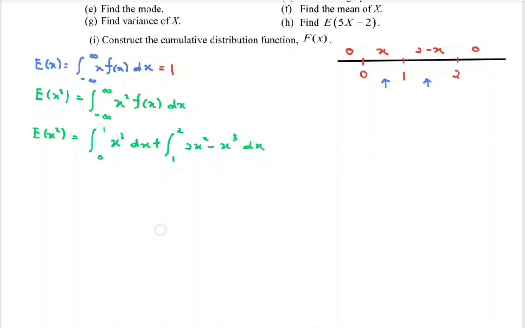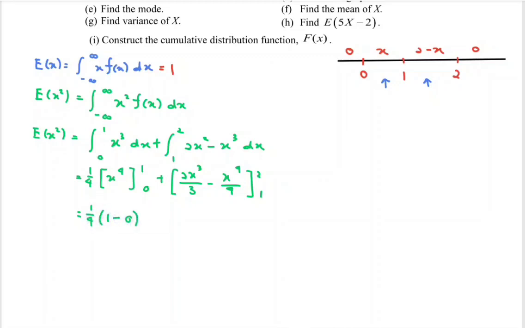Kindly integrate the situation. So here we have x to the power of 4, bracket, 1 over 4, 1, 0. Plus, we have 2x to the power of 3 over 3 minus x to the power of 4 over 4, bracket, we have the 2 and 1. That gives 1 over 4, bracket, 1 minus 0. Plus, bracket, if we substitute the 2, then we will have 4 over 3. Minus, if we substitute the 1, then we will have 5 over 12.